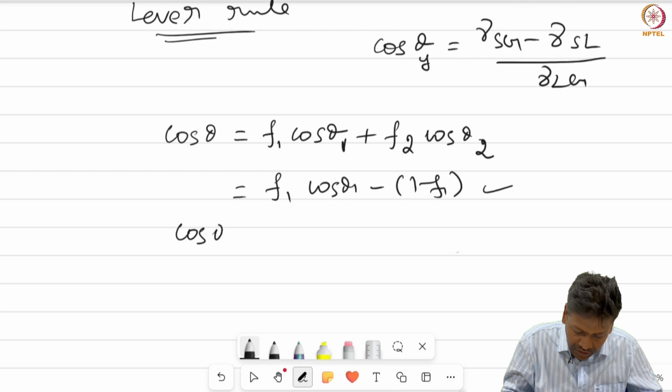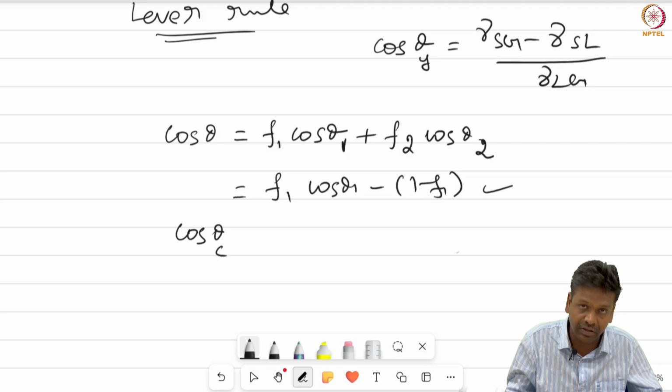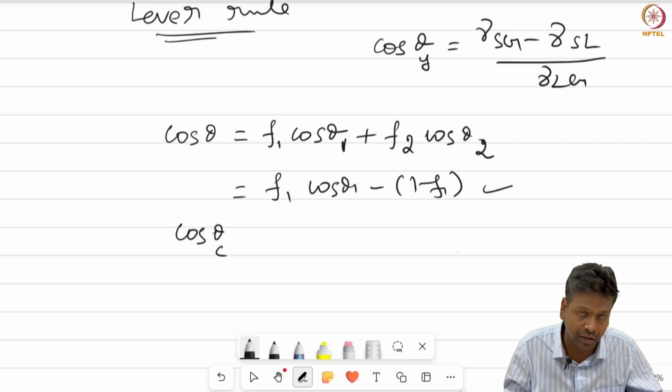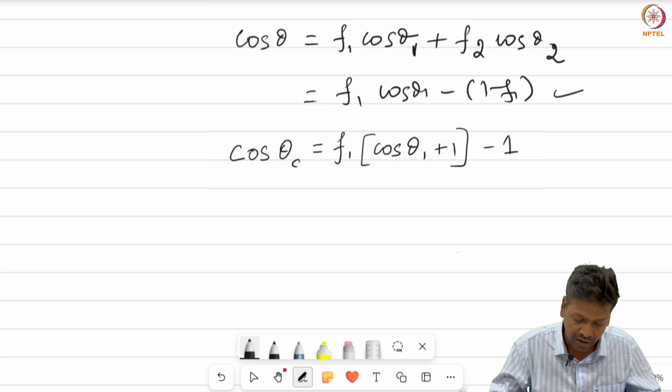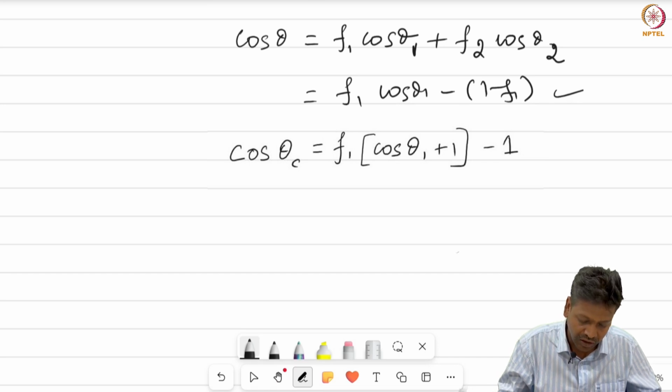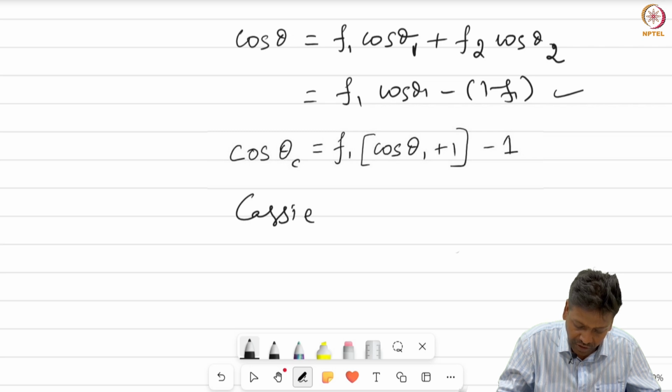In this way, I want to denote theta with a subscript C, which represents Cassie's model. So we can obtain a compact equation from the Young-Dupré equation that I just showed. Now this is nothing but Cassie's law itself.